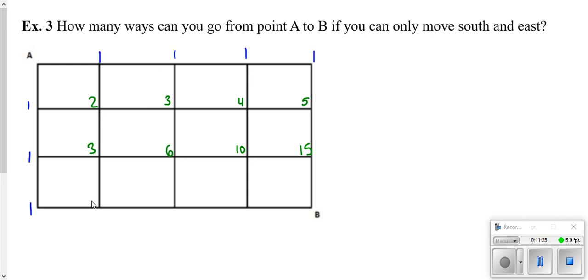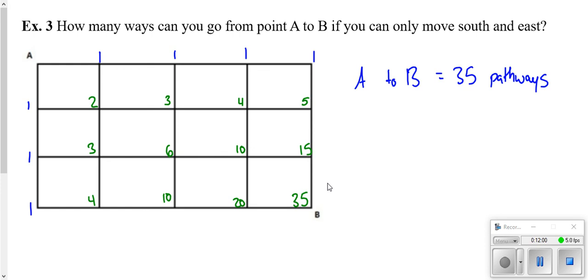Down here would be 4, 10, 20 ways to get to that exact crosshair, and 35 ways to get to B. So from A to B, you have 35 different pathways you can use to get from A to B. So I'm going to write down our quick note. A to B equals 35 pathways. And these pathways, of course, are using moving south and moving east.